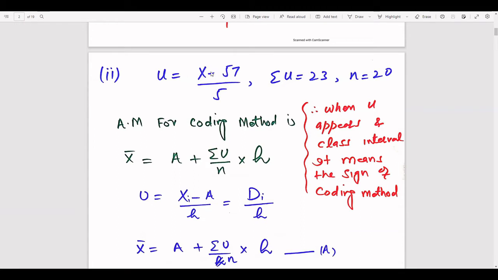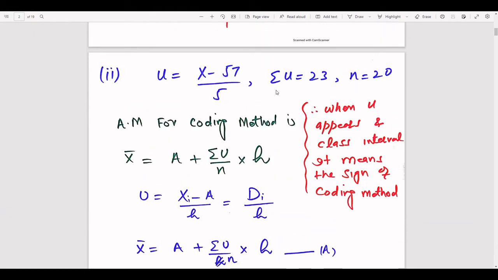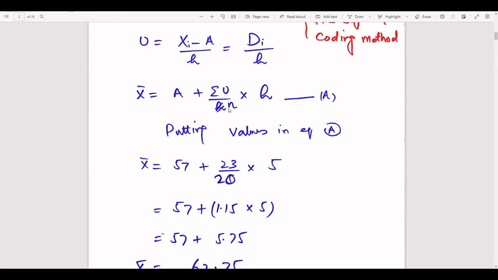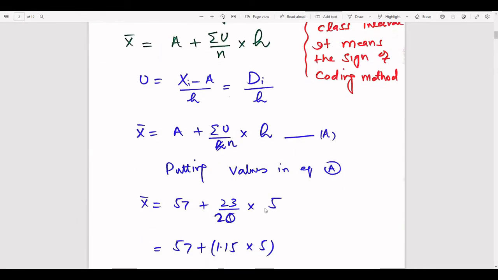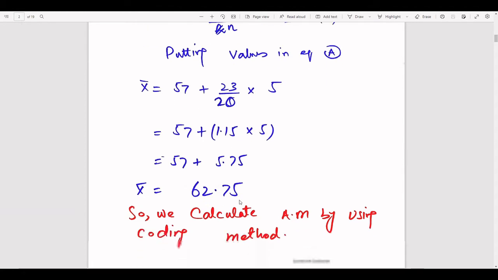So you can calculate easily here. X minus a is equal to 57, h is equal to 5. So put these values. A is 57 plus sum of u which is 23 over n, small n is 20, multiplied by 5 which is h. After simplification, 23 divided by 20 gives 1.15, and when this is multiplied by 5, the answer is 5.75. Adding 57, the answer is 62.75. So we can calculate arithmetic mean by using the coding method.